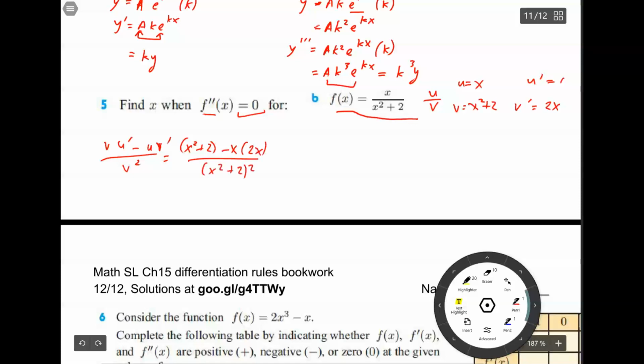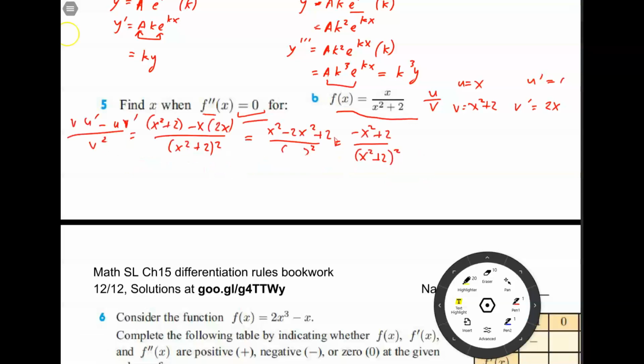Okay. We're just going to simplify a little bit. So the top becomes x squared minus 2x squared plus 2, divided by the denominator. And then x squared minus 2x squared is negative x squared plus 2. And we still have x squared plus 2 squared in the denominator. So that is the first derivative.